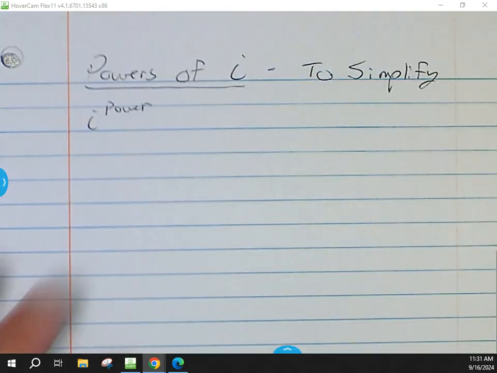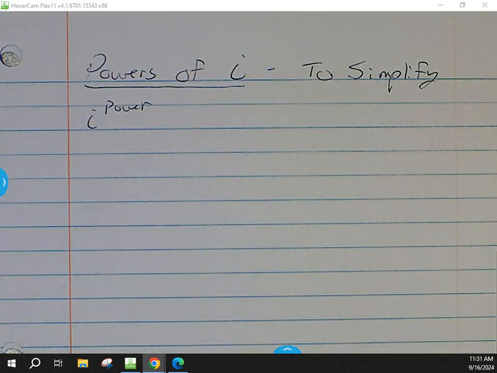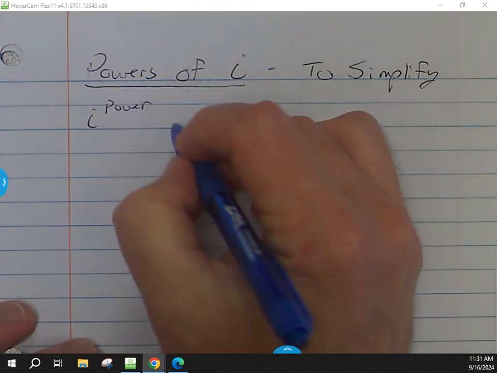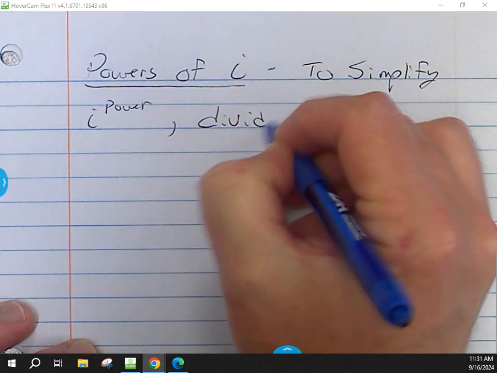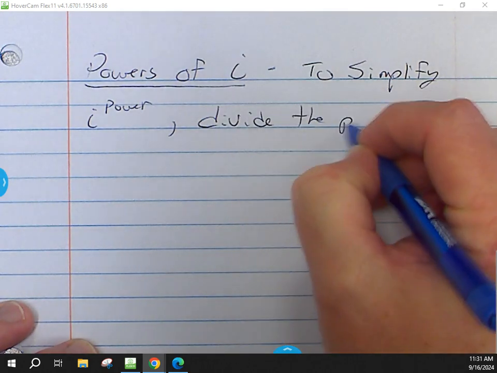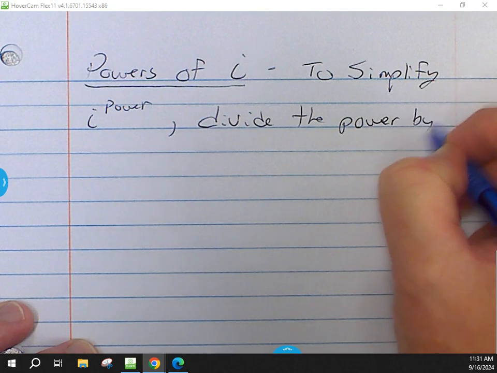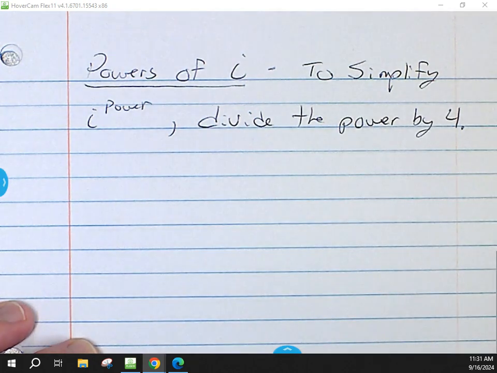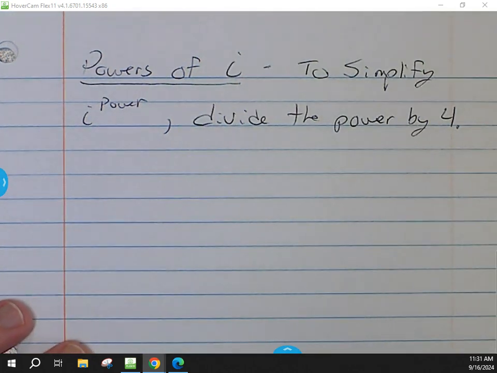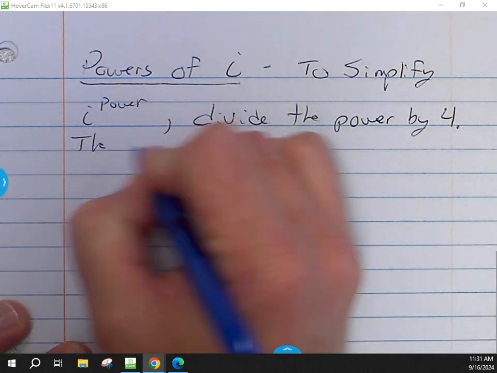Okay, so they're going to give you a problem, and it's going to be just this. It's going to be i to some power: i to the 20th, i to the 36, i to the 49, it could be i to the 144. Doesn't matter what it is, it's just i to some power. And to simplify i to the power, you're going to divide the power by 4. I'm going to show it to you the way you would do it by hand, but we'll also show what we do with a calculator. The remainder tells you what the answer is.